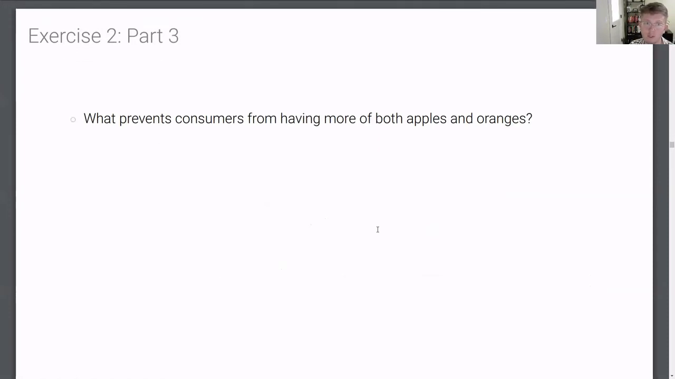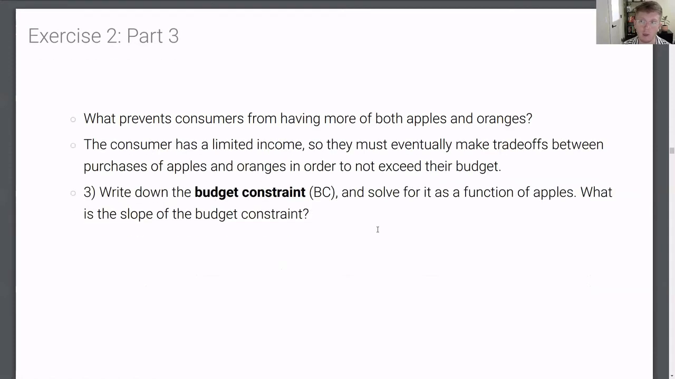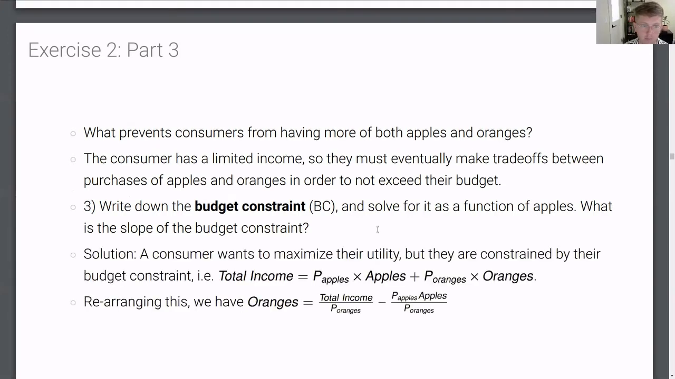So the next question is, what prevents consumers from having more of both apples and oranges? As I said earlier, having weakly more oranges and apples makes the consumer always weakly better off. So why wouldn't they just always have more? Well, the answer is simple. They have a limited income, and so they eventually have to make a trade-off between the purchase of apples and oranges in order to not exceed their budget. And so in part 3, we're going to write down the budget constraint and solve for it as a function of apples. And what is going to be the slope of the budget constraint?